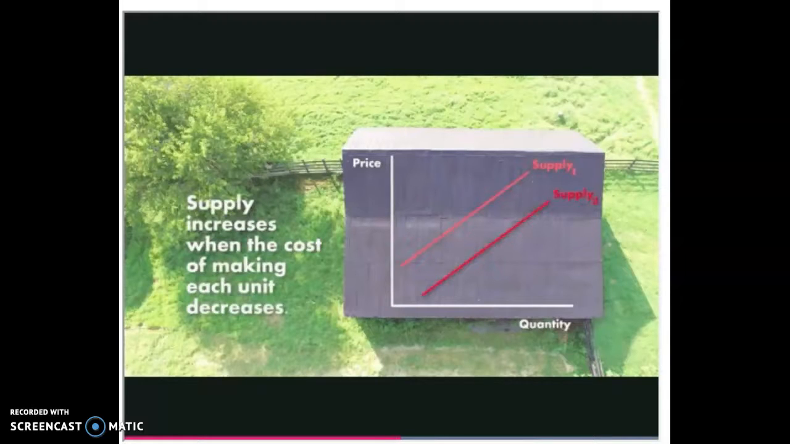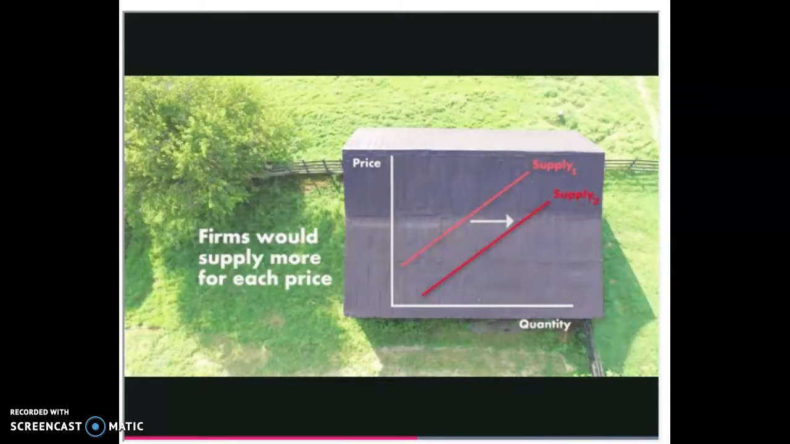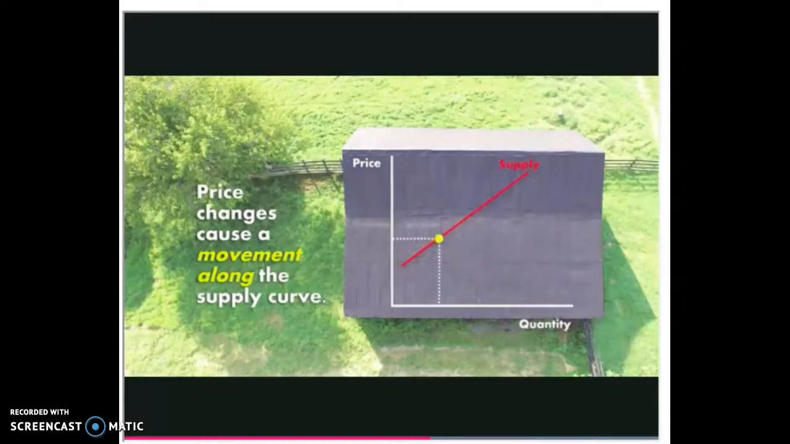Depending on the context, it may be easier to think of an increase in supply as a downward shift or a rightward shift. It's a downward shift because the cost of making each unit falls. It's a rightward shift because with the lower production costs, firms would produce more for any given price. Either way, it's an increase in supply. Price changes cause a movement along the supply curve, which is simply a change in the quantity supplied.